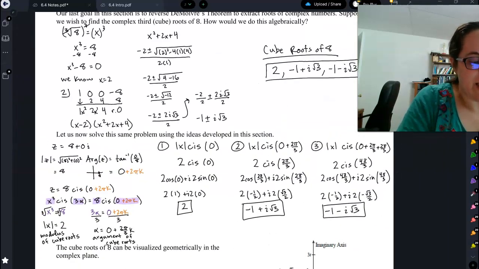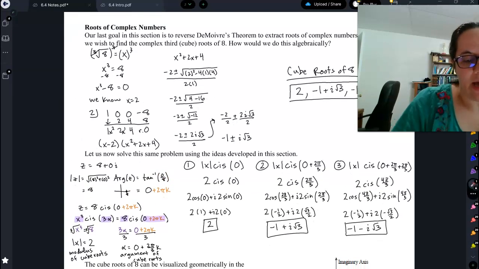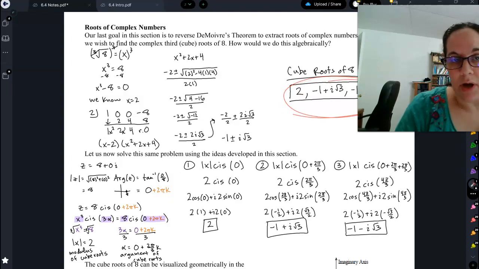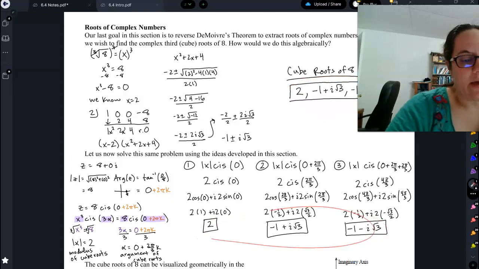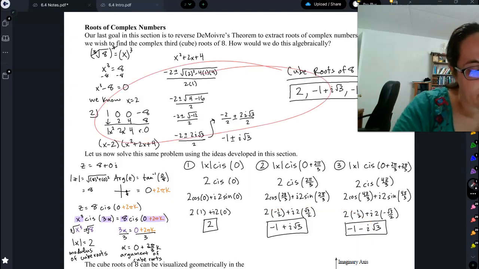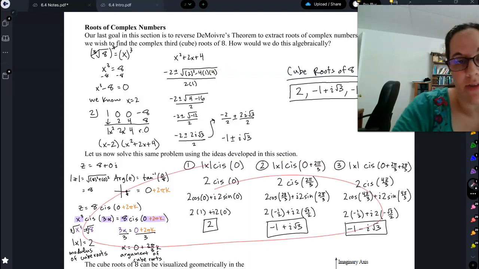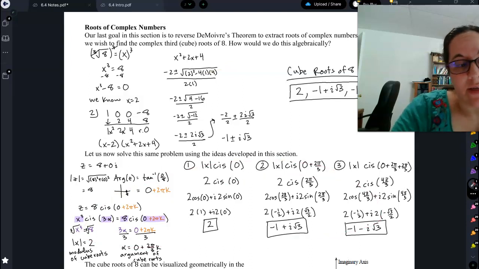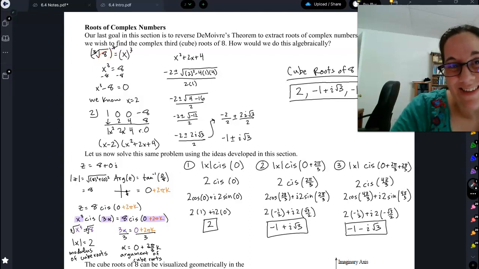Notice, same exact answers as if we had done it algebraically. That's what we got algebraically. Here's what we got with our polar form. Now, in this case, you might say, Mrs. Johnson, this algebraic process was way faster and simpler than doing all of this work. And you're right. But that's because the algebraic process was possible. I asked you to find the cube roots of 8. That was a really, really easy one to do.